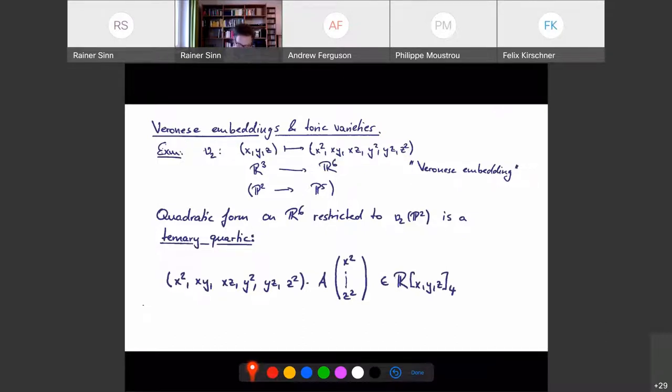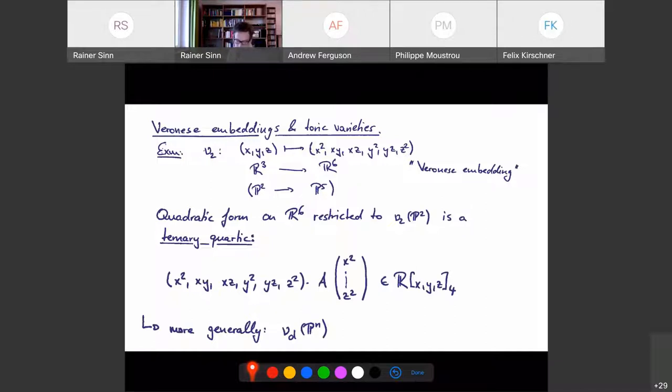And so the Gram map for this ternary quartic case really means that you're looking to restrict a quadratic form to the image of this map. That's what we're going to do more generally. The image of this map, the set inside R6 or in P5, is an algebraic variety, and we're considering quadratic forms restricted to these algebraic varieties. That's the setup that I'll be working in for the rest of the talk.